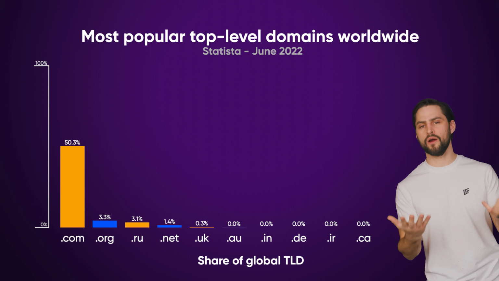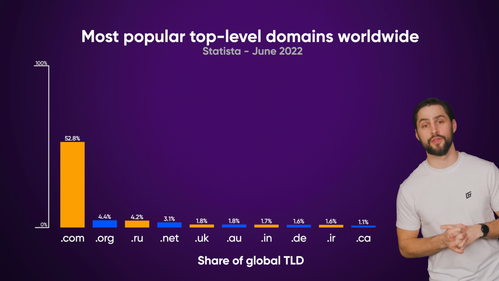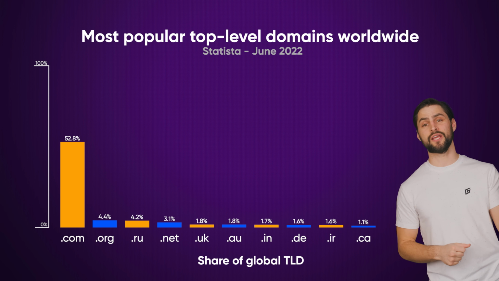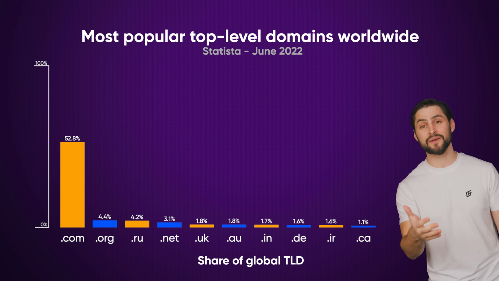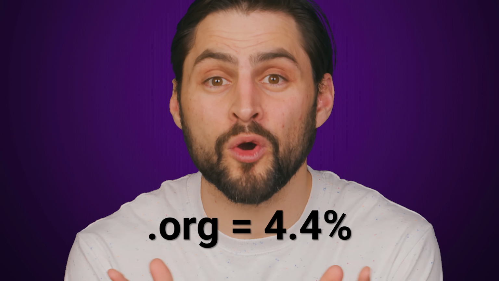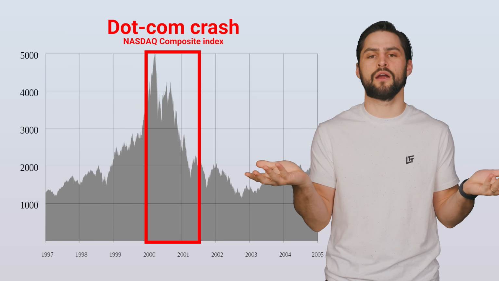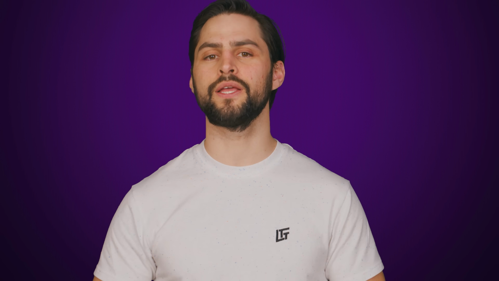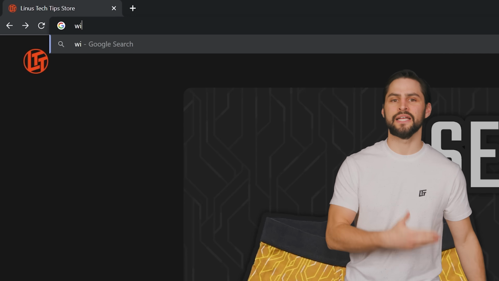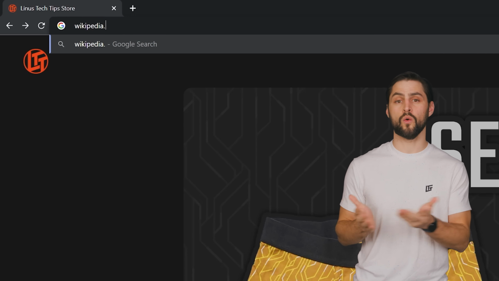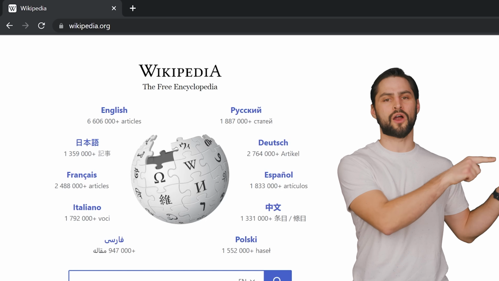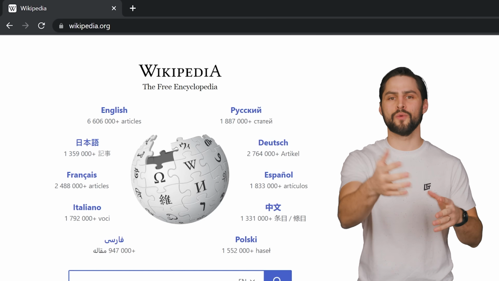.com is far and foremost the most popular TLD on the internet, with a 52.8% share of all websites. The second most popular TLD is .org with 4.4%. That's why companies that operate solely on the internet are known as .coms. They even named an entire financial collapse after it. This popularity is to the extent that users often misremember websites under other TLDs as having .com extensions, leading organizations like wikipedia.org to also register wikipedia.com as a redirect to their main site.